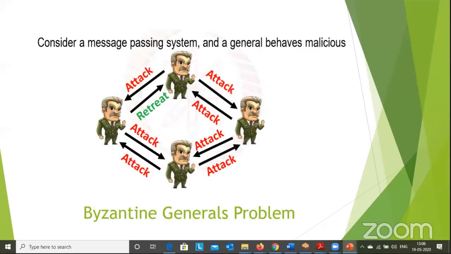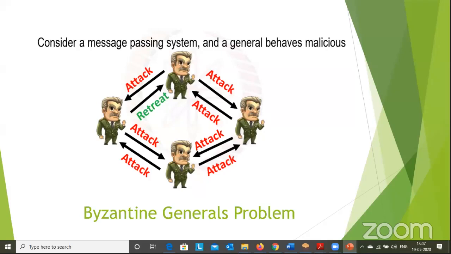Now there is the Byzantine general problem. What is meant by the Byzantine general problem? Consider the scenario: in an army there may be generals who want to attack particular enemies. The generals are distributed in different directions, and each general has some soldiers ready to attack the enemies. Before attacking, they need to exchange messages about the situation: whether we need to attack, or whether we need to retreat.